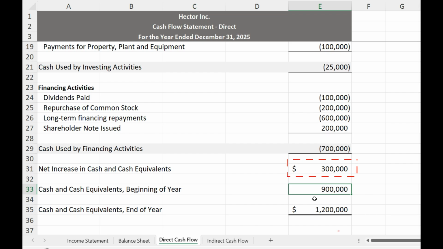So I'm going to add that to my beginning cash balance to get my ending cash balance that is on the balance sheet. And you'll see my ending cash flow on the cash flow statement. This ending balance will agree to the balance sheet, the ending cash on the balance sheet.